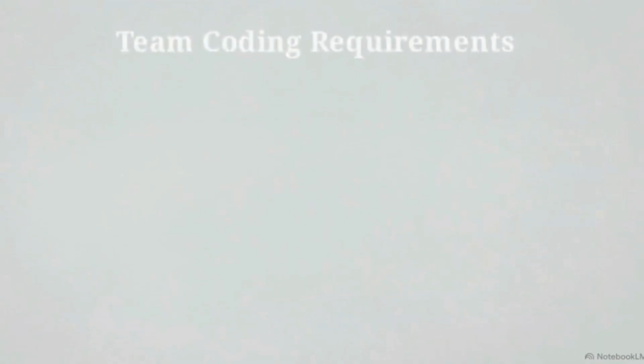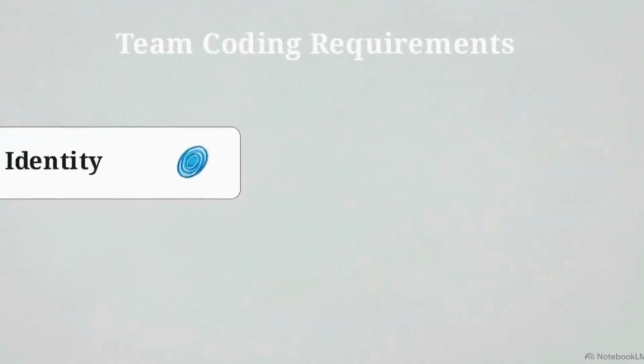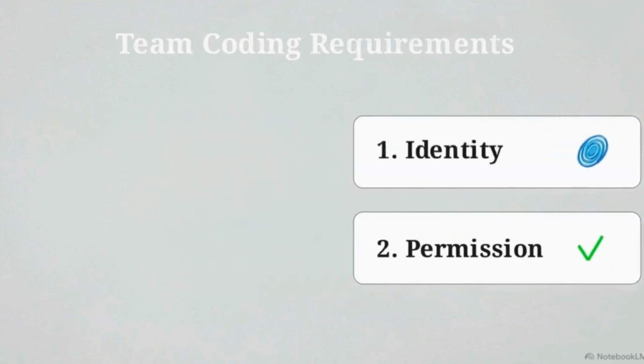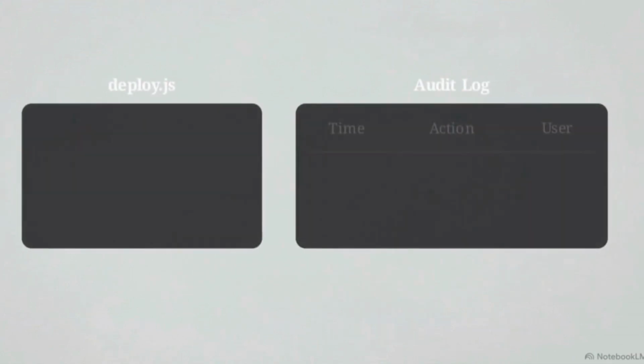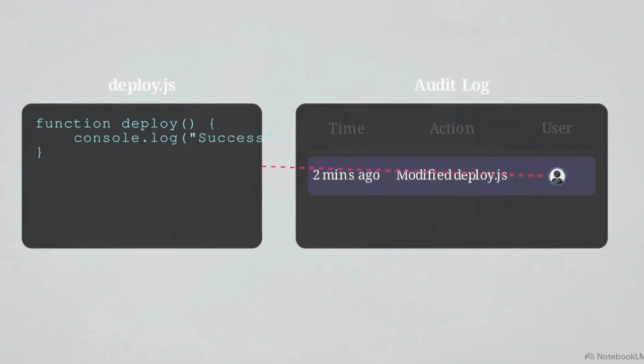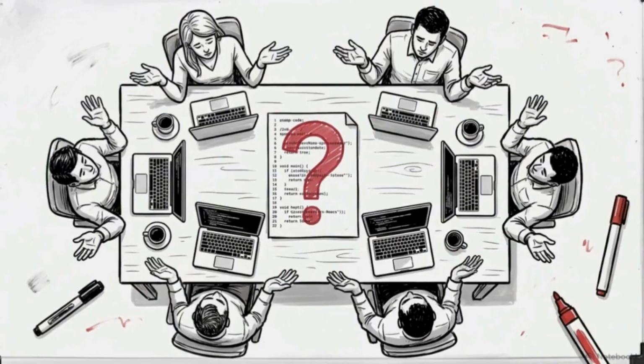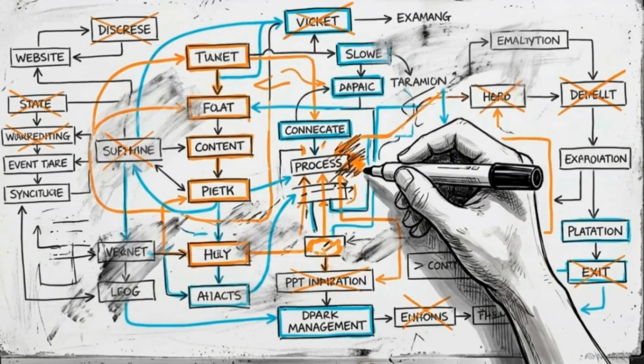To do this, we need to solve two problems: proving who we are and proving we have permission to be here. We solve the first problem with an audit log. This is a running record that lists exactly who touched which line of code, ensuring every change is tied to a real person. Without this trail of identity, debugging is a nightmare. You can't ask for clarification on a specific change if you don't know who made it, leaving the whole team to guess at the original intent.